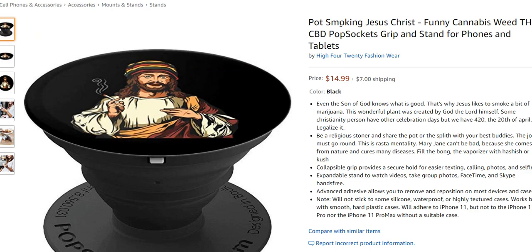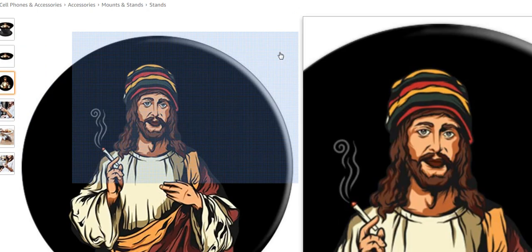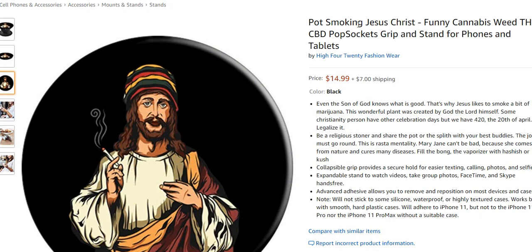The second one is a PopSocket. Let's click here. So it is pot smoking Jesus, pot smoking Jesus Christ. Now the brand name is High 420 Fashion Wear. Now, if you know anything about weed, this is pretty straightforward. But again, it's supposed to be funny, as it describes, funny cannabis weed, THC.